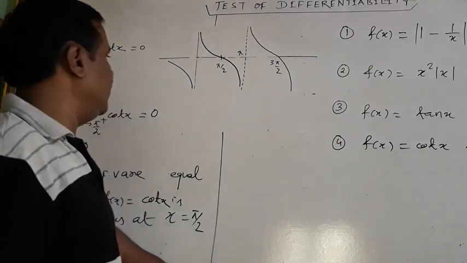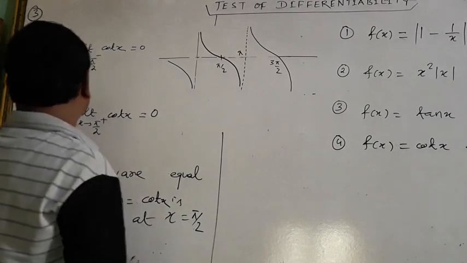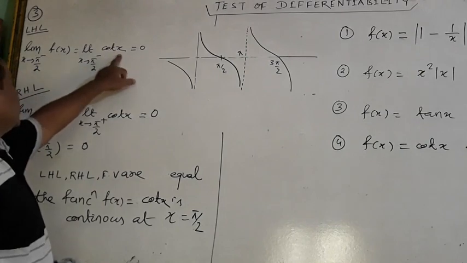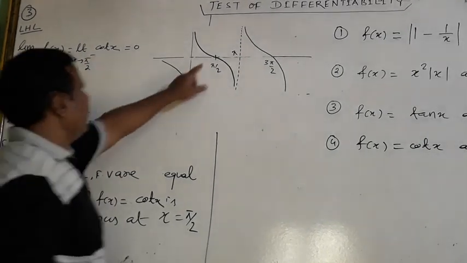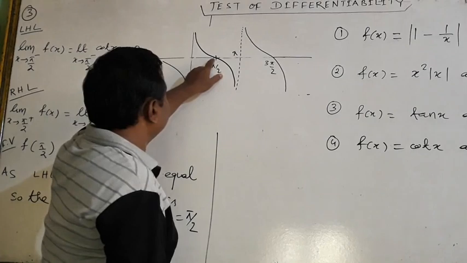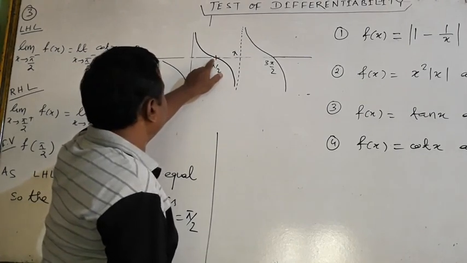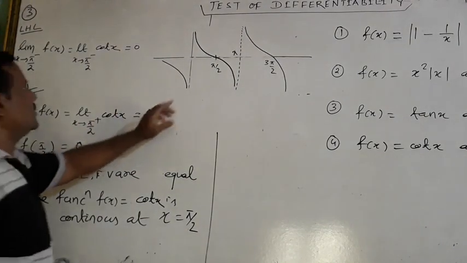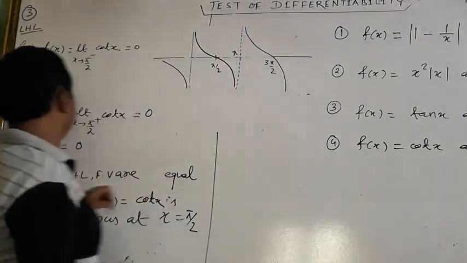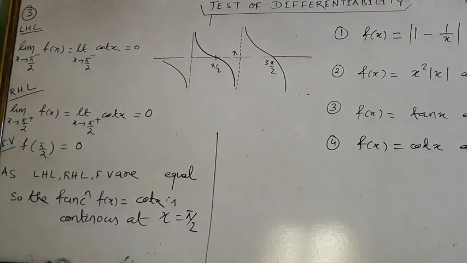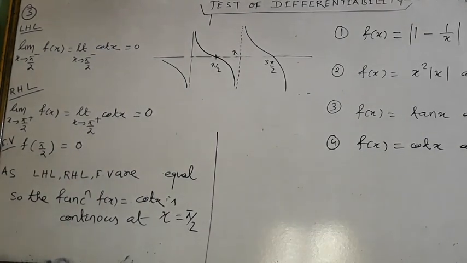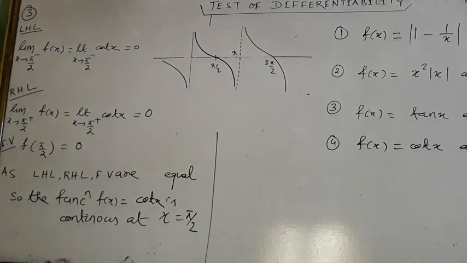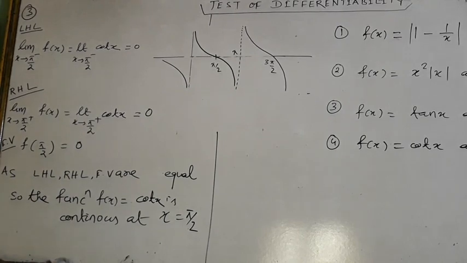Now look at the limit as x tends to π/2 minus of f(x), where f(x) is cot x. Cot of π/2 minus means just left of π/2, and the value is nearly equal to 0. Similarly, for x tends to π/2 plus, the value is also nearly equal to 0, and when x is equal to π/2, f(π/2) is also 0. Since the left hand limit, right hand limit and functional value are equal, the function f(x) = cot x is continuous at x = π/2.